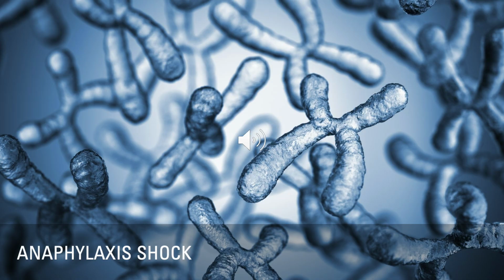So nursing priorities here, again, are ABCs: airway, breathing, circulation. You're going to give epinephrine IM right away and secure their airway. They may need to be intubated as well. Give an IV fluid bolus to counteract the hypotension. You're going to monitor them for arrhythmias due to that major fluid shift.